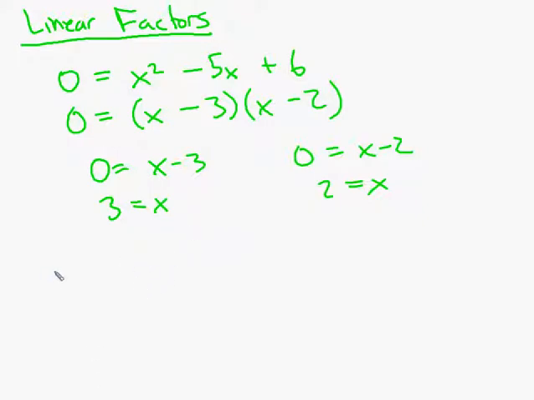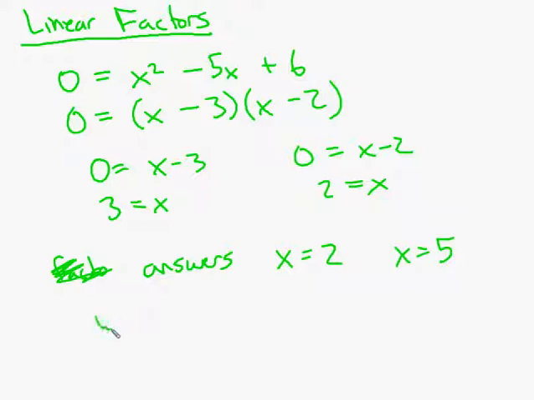What if I said the answers for something like this were x equals 2 and x equals 5. Then what was the polynomial? Do you have any ideas how you could figure out what the polynomial was if these were the answers?